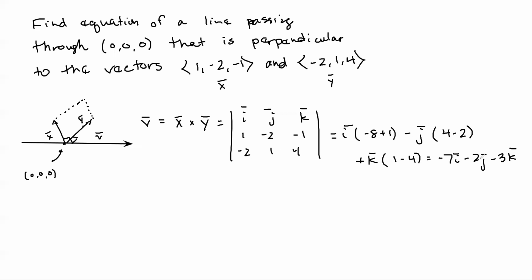Once we've got that vector, we will have the point for the line and the direction vector for the line. Once you've got those two, you combine them in the parametric form, and that gives you the answer. So we'll have x equals 0 minus 7t, y equals 0 minus 2t, and z equals 0 minus 3t. And then, of course, you can simplify this. And that is how you find the equation of a line that is perpendicular to two vectors.